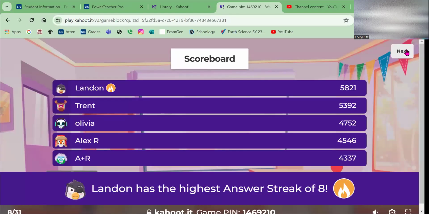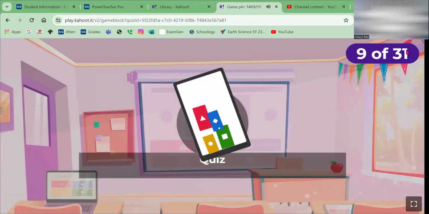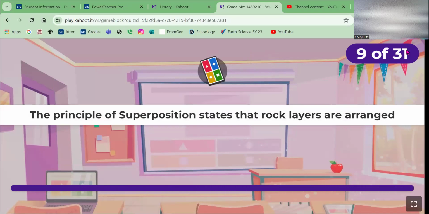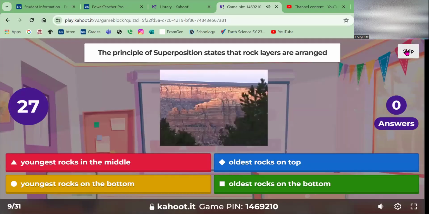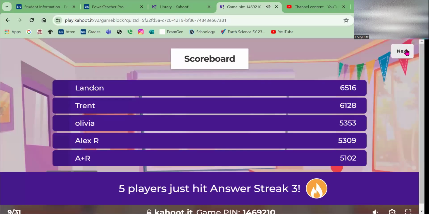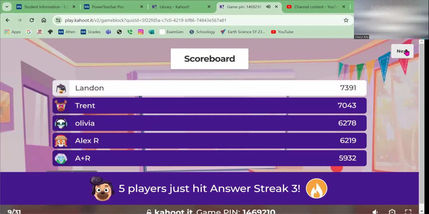Okay, good. You got it right. The principle of superposition states that the rock layers are arranged with the oldest rocks on the bottom, not youngest, oldest. We definitely got that right. I hope so.